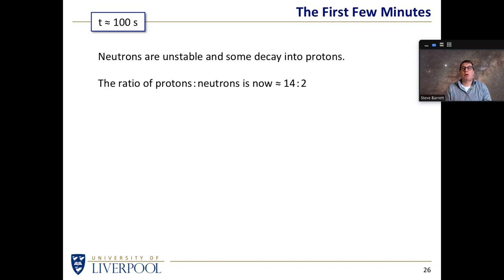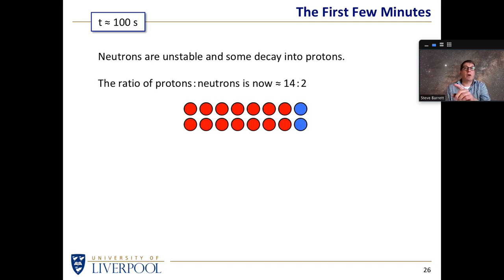So the ratio of protons to neutrons changes slightly. Of the original 16, we had 12 red and 4 blue, but 2 of the blues have now changed to reds because 2 of the neutrons have changed into protons in this sample set of 16. So we now have a new ratio of protons to neutrons after 2 or 3 minutes of the universe's existence.